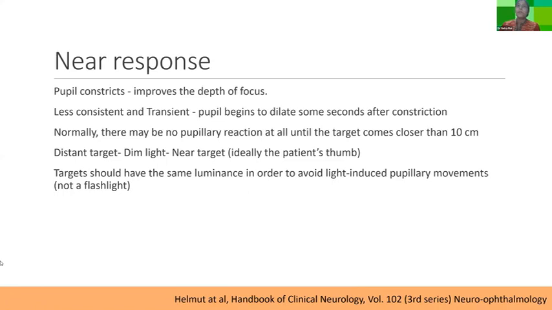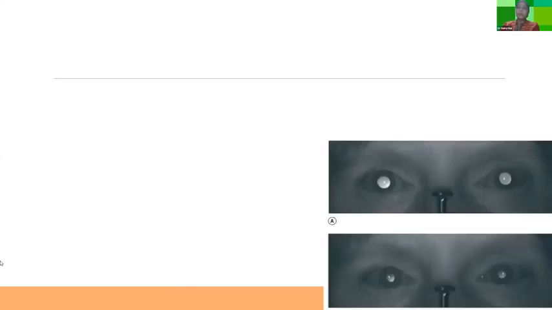In the near response, the pupil constricts to improve the depth of focus. This response is less consistent, and it is transient. Normally, there may be no pupillary response at all until the target comes within at least 10 centimeters. We have to take a distant target, dim the light of the room, and then the near target should preferably be the patient's thumb. The important thing is both the distant and the near target should have the same luminance. It should not be a flashlight, so as to avoid light-induced pupillary movements. So this is the near reflex.